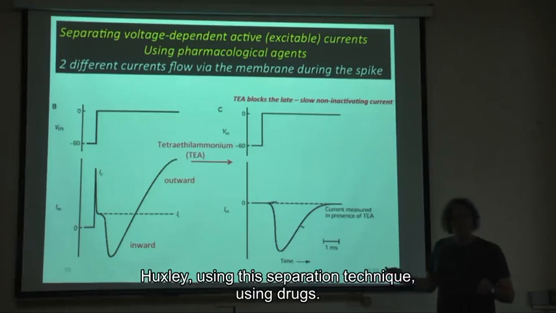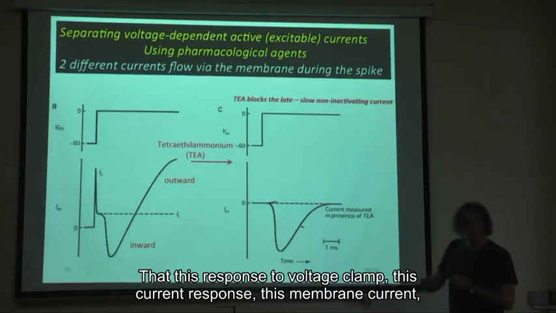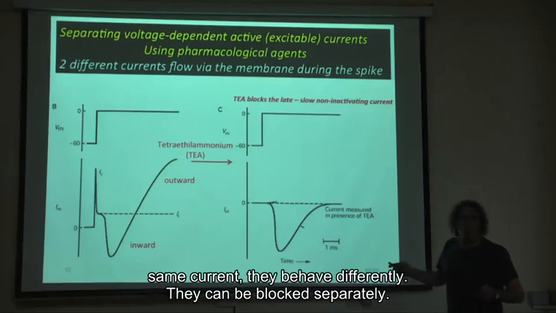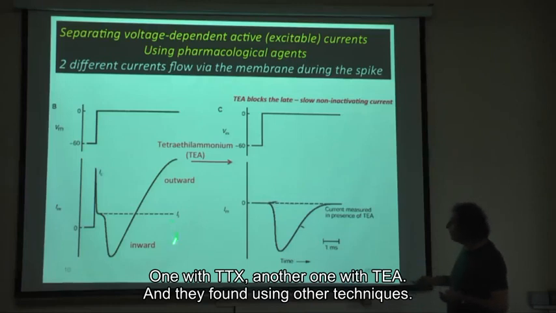So they came to the conclusion, Hodgkin and Huxley, using this separation technique using drugs, that this response to voltage clamp, this membrane current, the inward and the outward, are probably two different currents. They are not the same current. They behave differently. They can be blocked separately. One with TTX, another one with TEA.